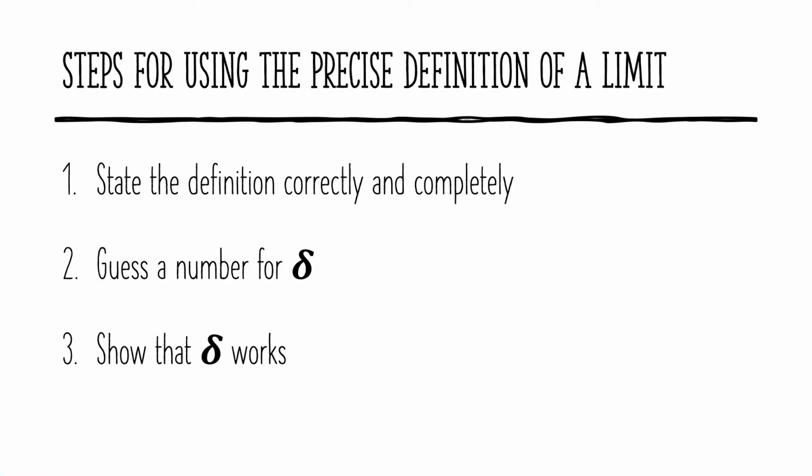These are the general steps for using the precise definition of a limit. First, you want to state that definition correctly and completely. I won't be writing it all out in this video just because I don't think that's what you want me to do. But you want to make sure that when you're practicing, you're writing it out, which will also help you memorize it a little better. Then you want to guess a number for delta, which will require some scratch work. And afterwards, you want to show that delta works.